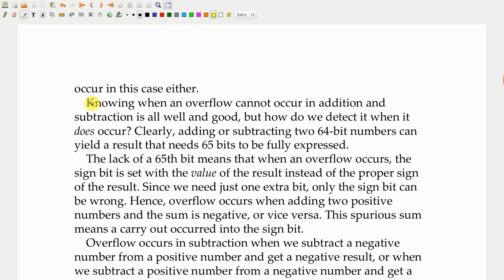And so then we get to this point of knowing when an overflow cannot occur in addition and subtraction is all well and good, but how do we detect when it does occur? So clearly adding and subtracting two 64-bit numbers can yield a result that needs 65 bits to be fully expressed. The lack of a 65th bit means that when an overflow occurs, the sign bit is set with the value of the result instead of the proper sign of the result. Since we need just one extra bit, only the sign bit can be wrong. Hence, overflow occurs when adding either two positive numbers and the sum is negative, or vice versa.